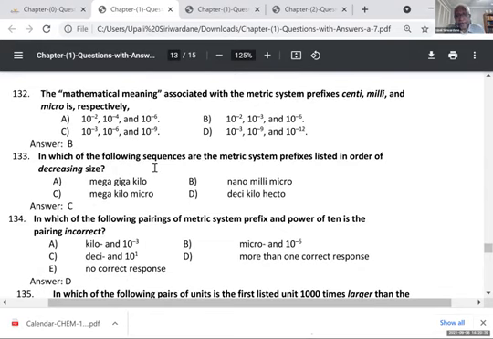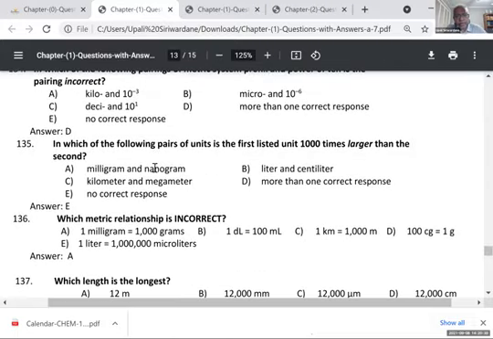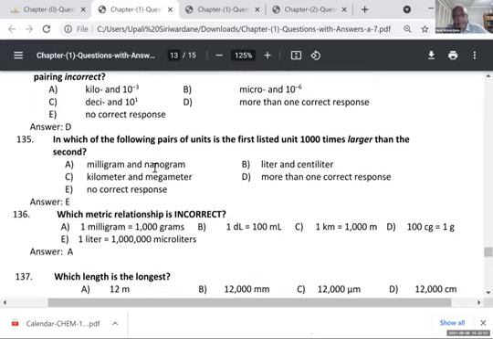Which of the following metric prefixes is in the order of decreasing size? Mega, kilo, micro. Which of the following pairs the unit is the first element listed times larger than? There's no correct response for that. You have to convert that to meters, grams, and liters. None of them have the 1,000 times.